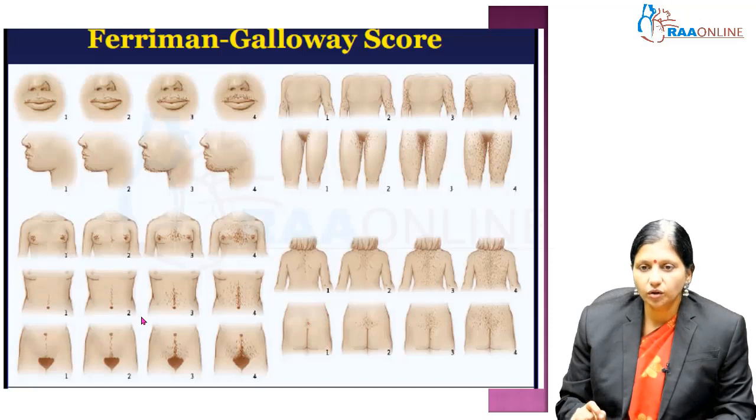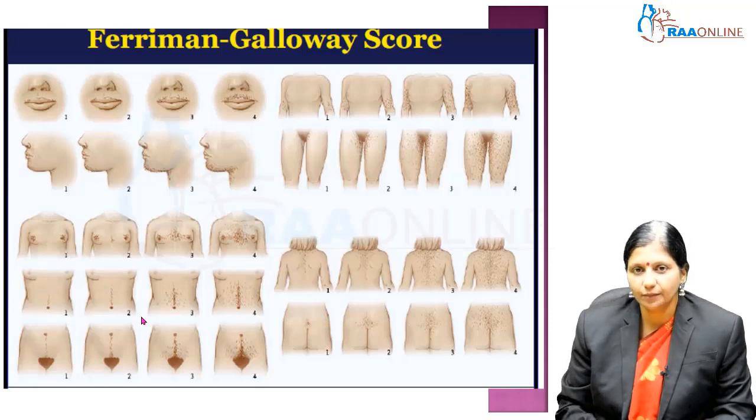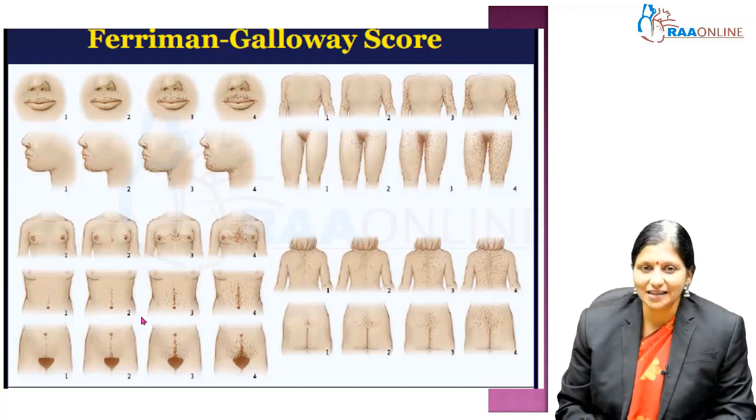So how do we score hirsutism? We do it with the help of the Ferriman-Gallwey scoring, in which various grades are given for excessive hair growth on the lips, the chin, the armpits and thighs, the chest wall, the midline, the pubic area, and the back and the midline in the gluteal region.